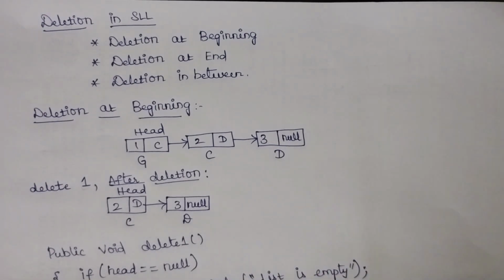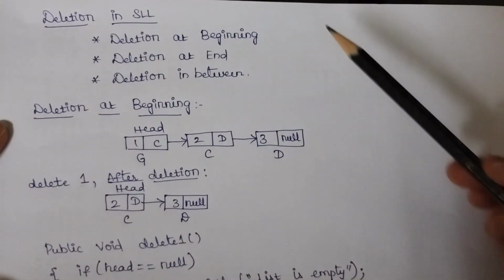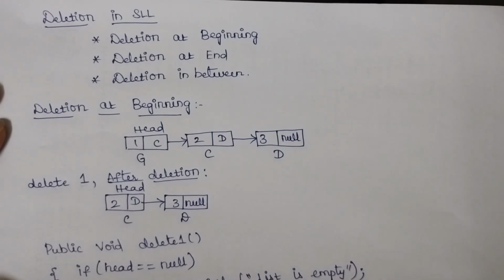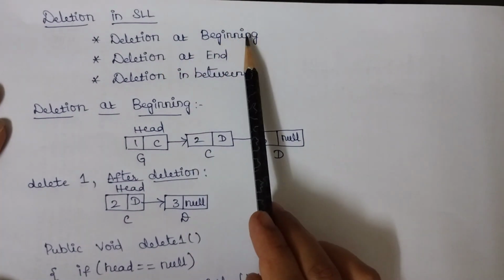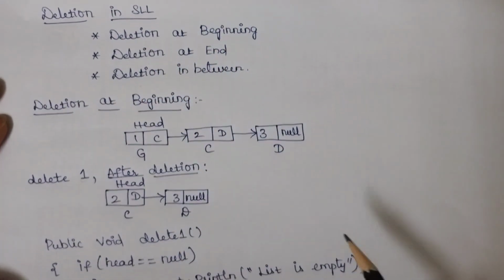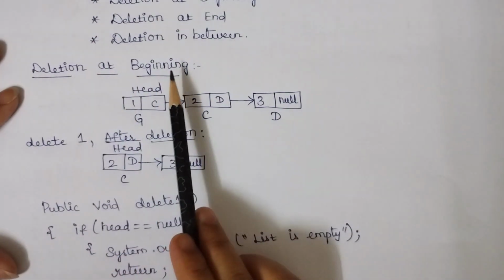So in the previous video, we saw how insertion happens in the singly linked list in 3 ways. If you didn't see that video, please go back and refer to it, and then come to this. Coming to deletion in singly linked list, there are 3 ways of deletion, same as insertion. Here you can see deletion at the beginning, deletion at the end of the list, and deletion in between the list. First we'll discuss deletion at the beginning.